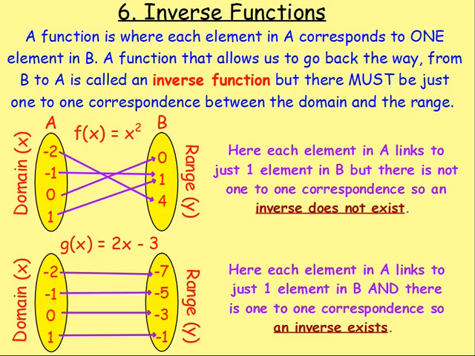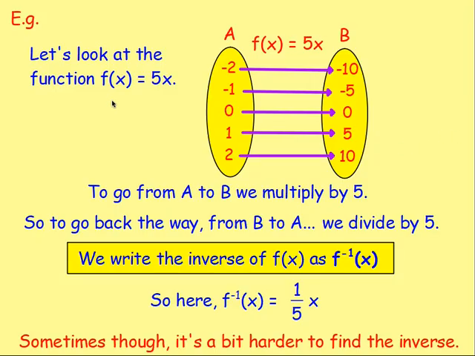Inverse! How do you work it out? Well, let's look at this one here. Let's say you've got the function f of x equals 5x. To go from A to B, you're multiplying by 5. That is what you would do with your number machine. But to go back the way, how do you then reverse that? What's the opposite of times by 5? Divide by 5. Perfect. You would divide by 5.